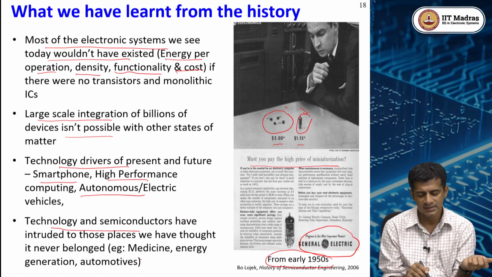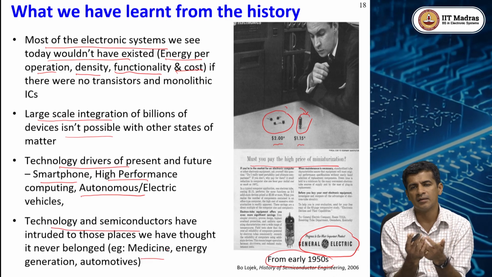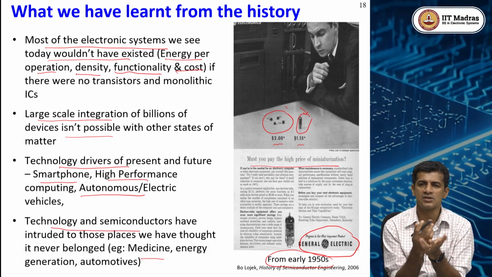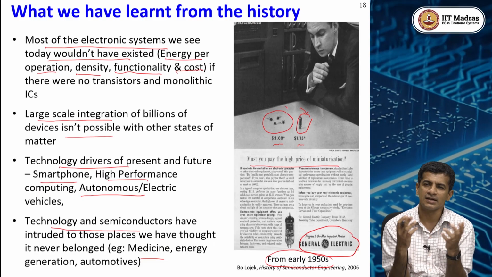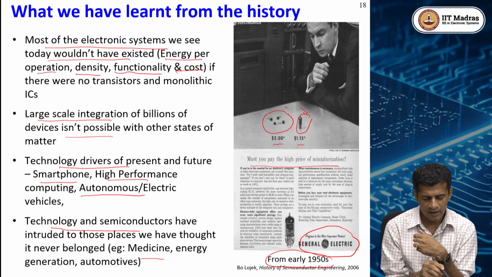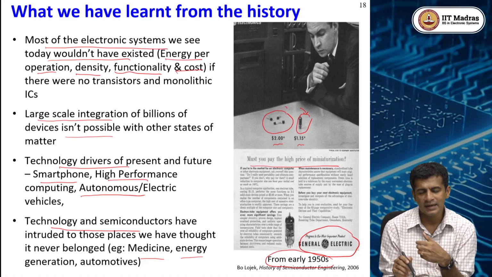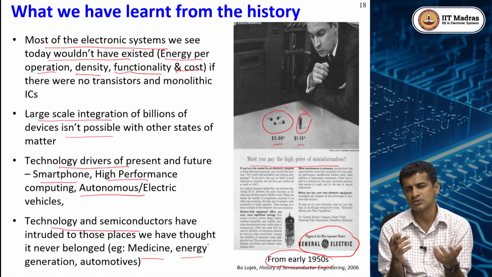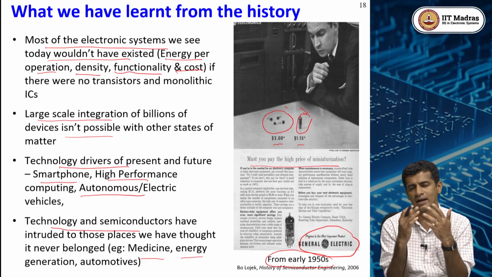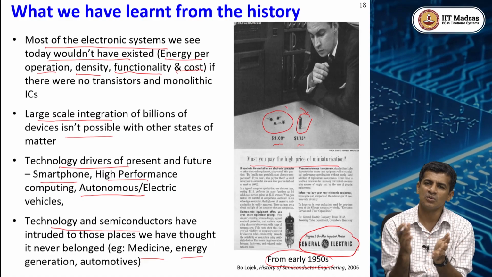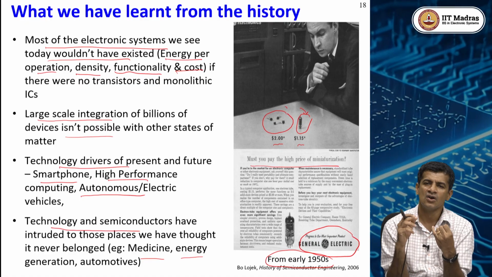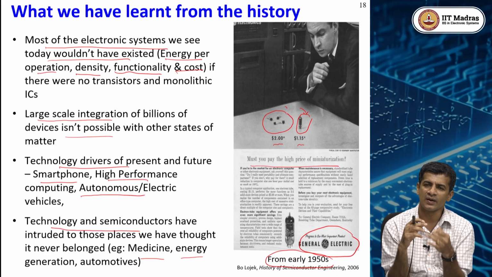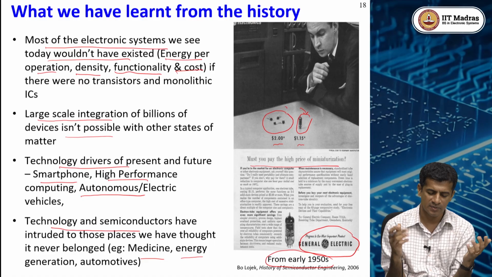For example, medicine. In the middle of the 20th century, if you look at medicine, there were not many technological products needed for medicine. And we have started going into energy generation, all the renewables. If you want to do a transition from fossil fuels to renewable energy, whether it's wind generation, solar cells, or electric vehicles, you require a lot of semiconductors.